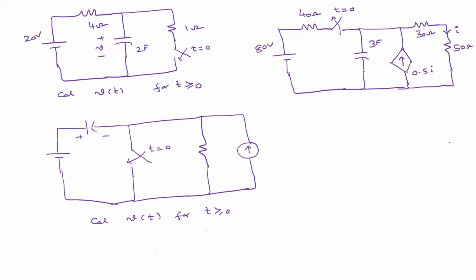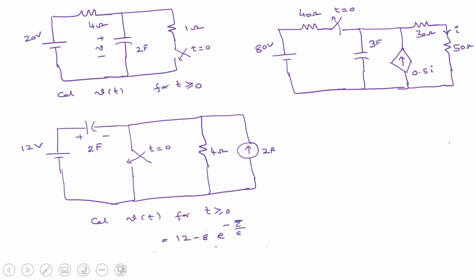Sir, the values of the elements in the second problem. Values of the elements in the second circuit? Wait, one second, I will provide. This is 2 farad, and this is 12 volts, and this is 4 ohm, and this is 2 ampere. And its answer is 12 minus 8 into e to the power of minus t by 6.